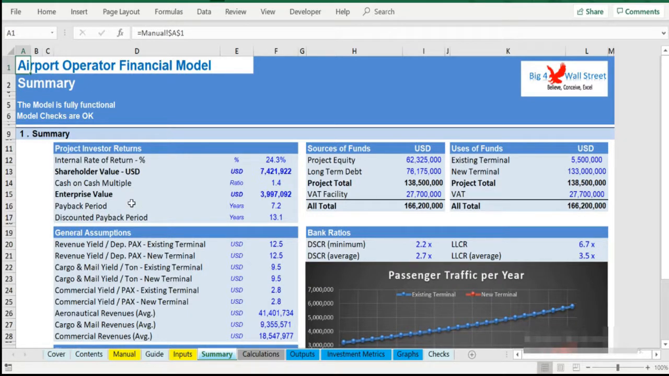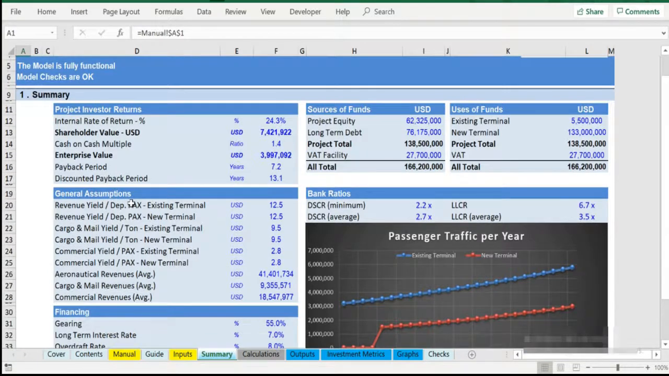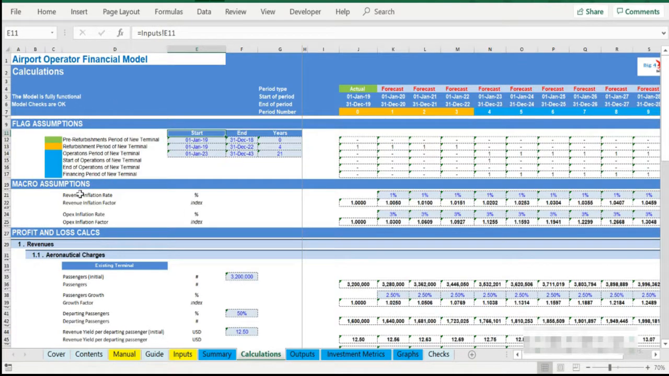In the summary tab you are able to see a high-level report with the main metrics and value drivers of the model. It can be readily printed on one page for your convenience.